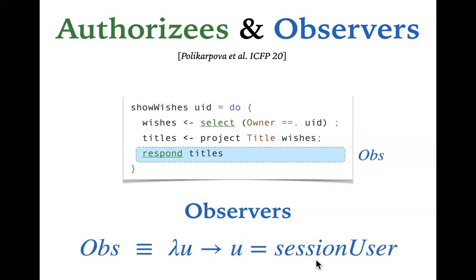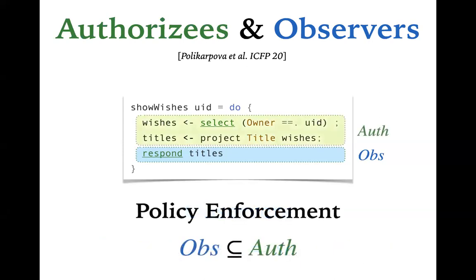Okay, now the crux of information flow enforcement is like this. Whenever I compose two computations, if I have one computation that has some authorizees, auth, and I sequence it with another computation that sends information out to some set of observers, then the set of observers of the second computation must be contained in the set of users allowed access by the first computation. This is the crux of the policy enforcement.